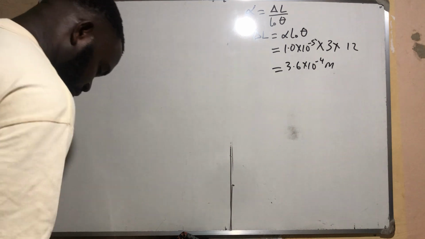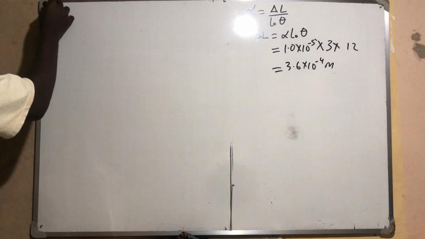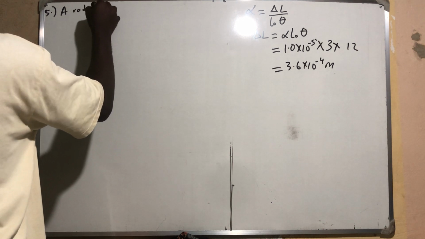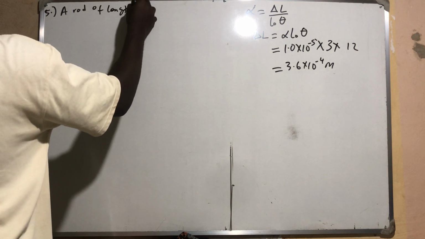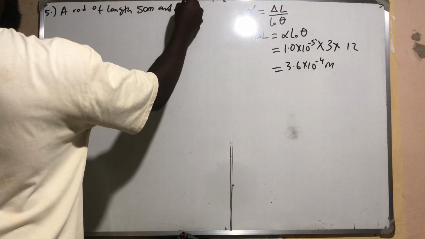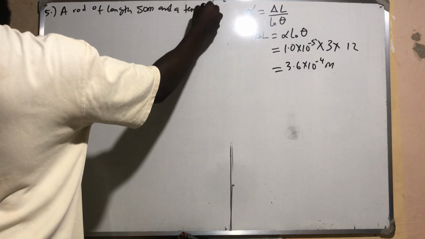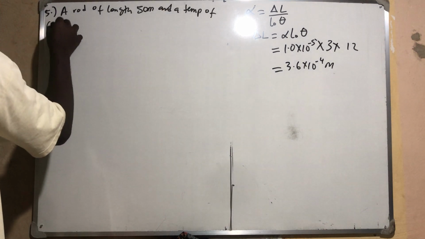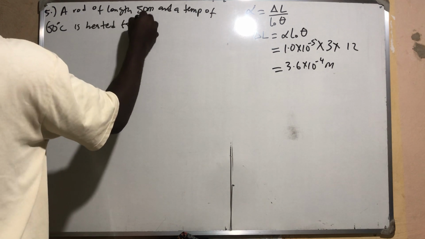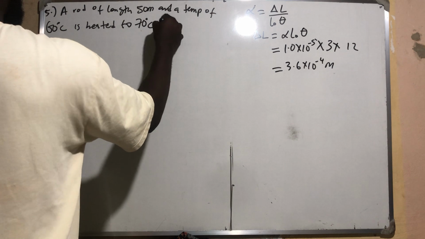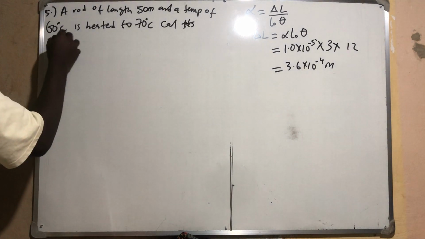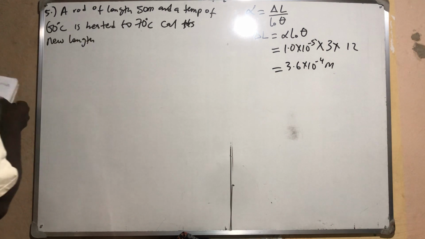So the last question we're going to solve, question number 5, said that a rod of length 50 meters and a temperature of 60 degrees Celsius is heated to 70 degrees Celsius. Then they say calculate its new length.